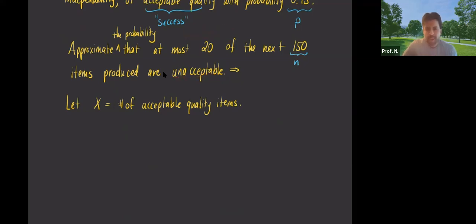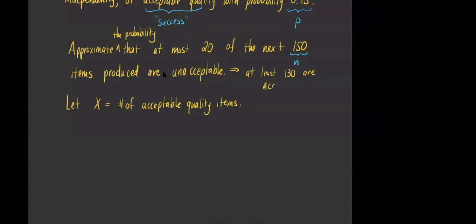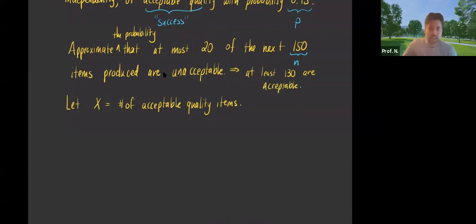I'm getting a lot of different answers here. If at most 20 is unacceptable, then that means at least, right? At least what? At least 130 are acceptable. So that's an equivalent statement. If at most 20 of the next 150 are unacceptable, then at least 130 are acceptable.